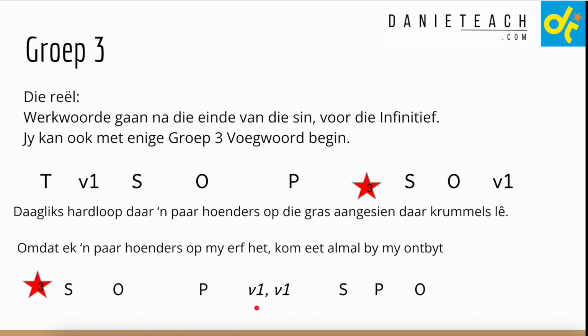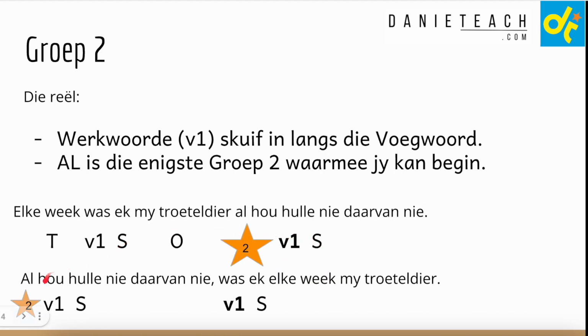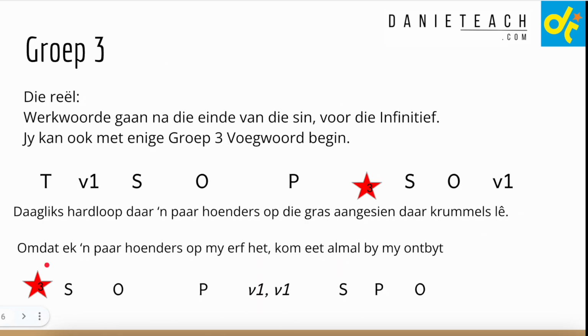But now we add a rule and we say, okay, remember what we did for "al". We moved the verb next to "al hou hulle nie daarvan nie", and we moved the "was" to the middle. "Was ek elke week my troeteldier." So we swapped the verbs in both cases, and you are going to do the same here. So you're going to follow the group 3 rule up to the comma, and then you're going to move your verb to the middle as well. And we've got our 2 verb groups with a comma separated.